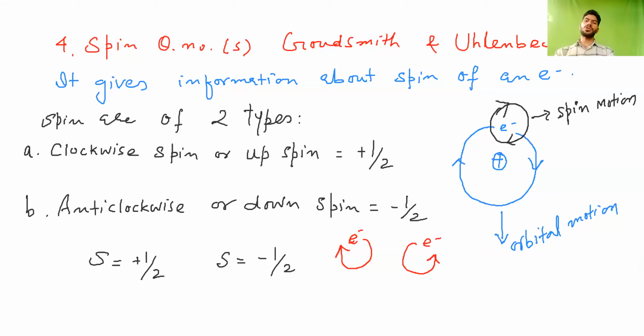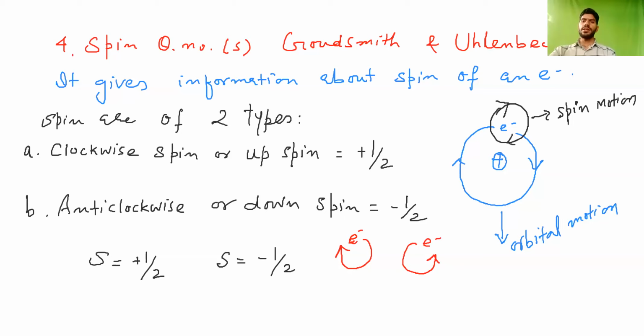So it has only two possibilities of spin. One is that it can spin in the clockwise direction. Another is that it can spin in the anti-clockwise direction. That means the spin quantum number has only two possible values. One is plus half, another is minus half. So have you noted down this? Shall I move to the next page? Yes, sir.